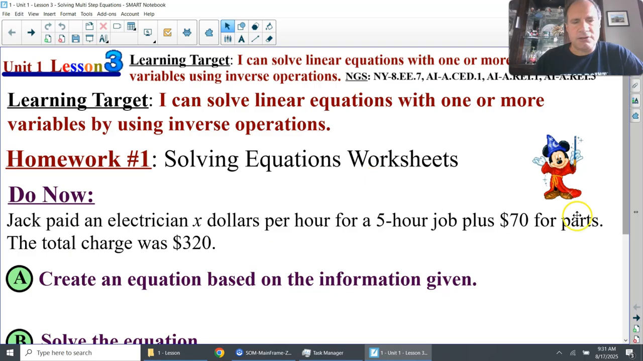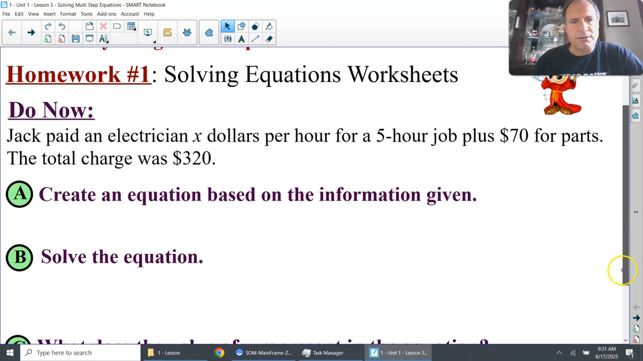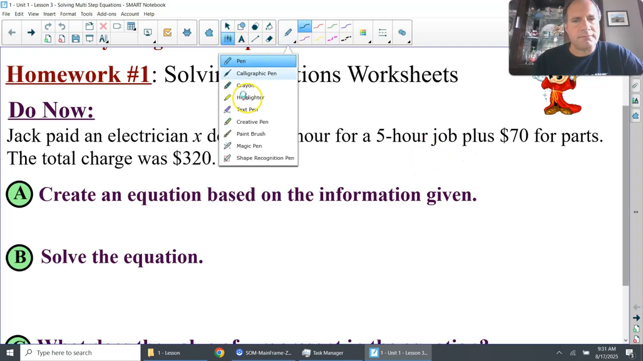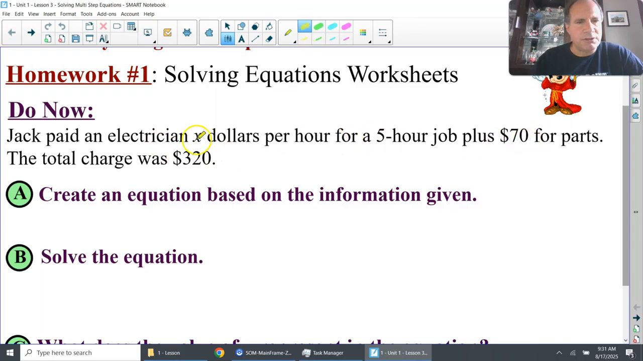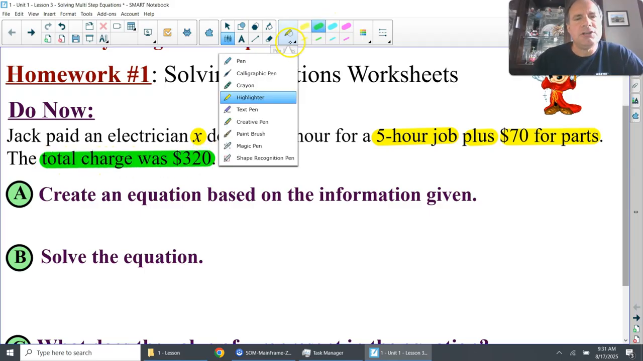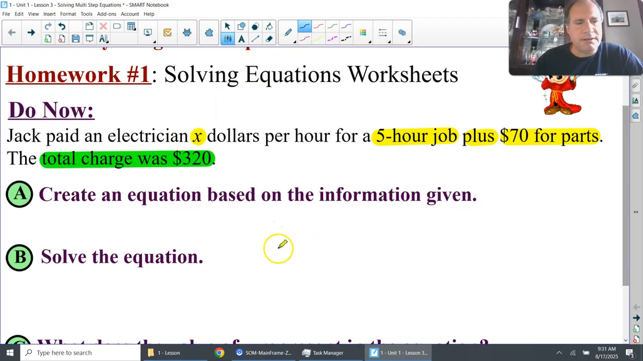Jack paid an electrician X amount of dollars per hour for a 5-hour job plus $70 for parts. So just remember, we have this X dollars. We're looking for that. And it's a 5-hour job, $70 for parts, and that plus right there, the total charge was $320. So right away, I created an equation. I put the equal sign and 320 right after it, because I know that is the total.